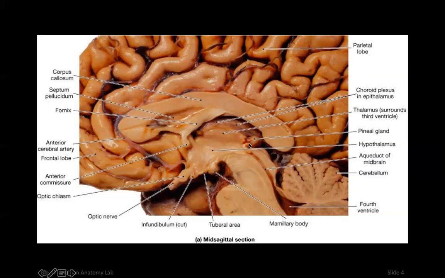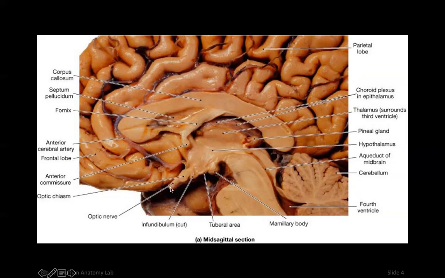And other features back here, that pineal gland. Then there's the diencephalon, which is all of this, and the thalamus, which surrounds the third ventricle. So the third ventricle is what organizes the diencephalon. And then down below it, the hypothalamus, that master regulator of the endocrine system.